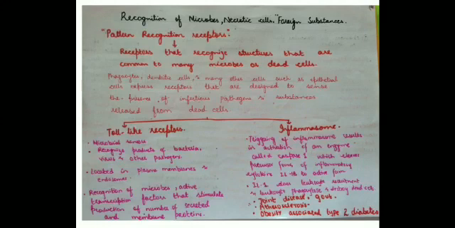First, let's talk about the pattern recognition receptors. They are the receptors that recognize structures that are common to many microbes or dead cells. Phagocytes, dendritic cells, and many other cells such as epithelial cells express receptors that are designed to sense the presence of infectious pathogens and substances released from dead cells. Toll-like receptors and inflammasome are the two most important families of these receptors.